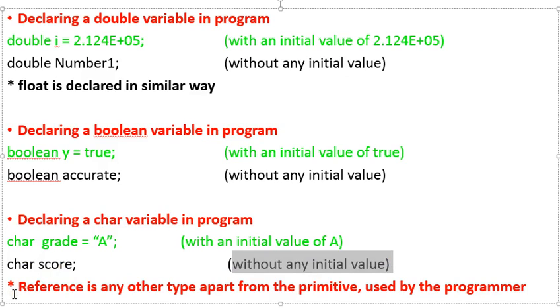Then if you want to differentiate what we have seen just now, all these 8 are categorized into what we call primitive types. So any other type apart from these primitive types is called a reference type, and these reference types are defined and used by the programmers themselves.